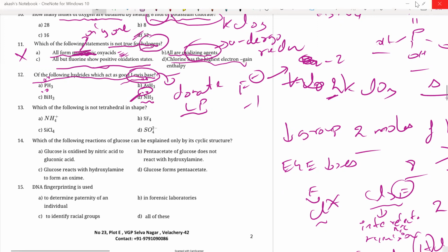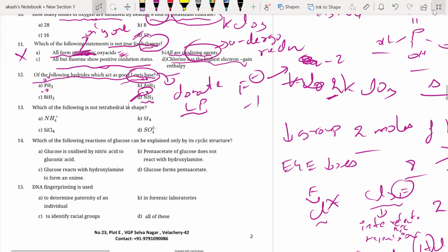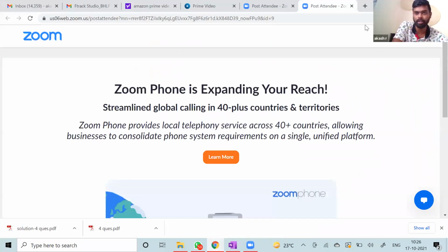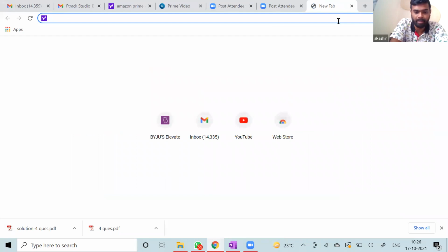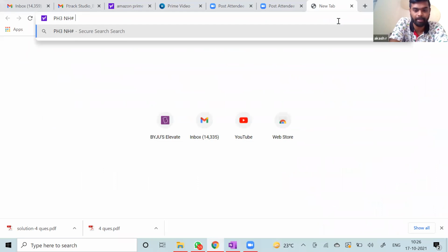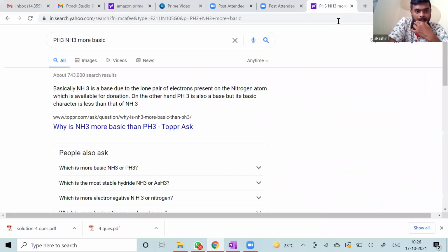But let me check this. I want to check this in Google. PH3, NH3, more basic. Basically, why is NH3 more basic than PH3? Okay, that means definitely NH3 is more basic. NH3 is a base due to the lone pair of electrons on nitrogen available for donation. PH3 also has one, but it's lone.